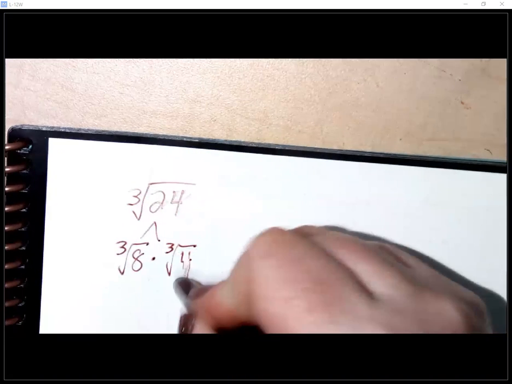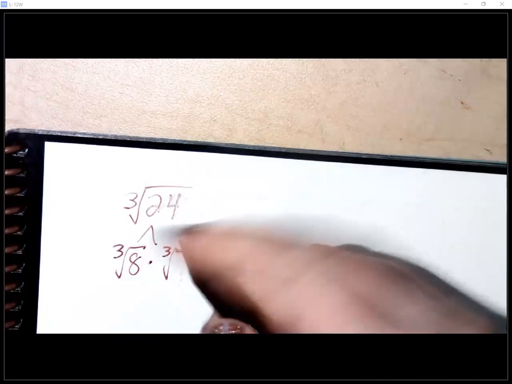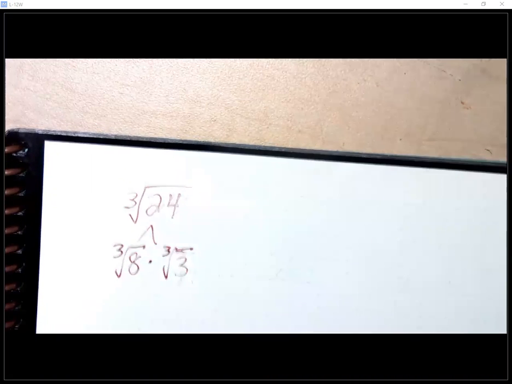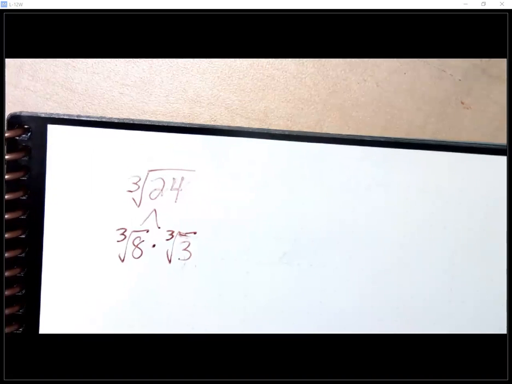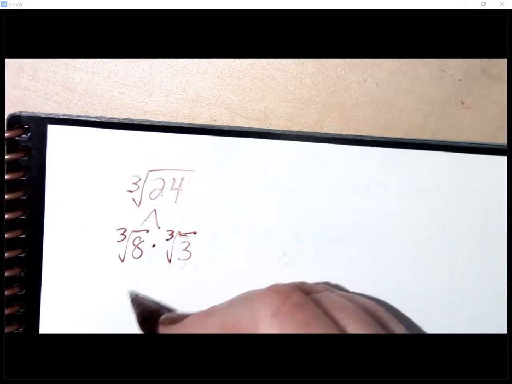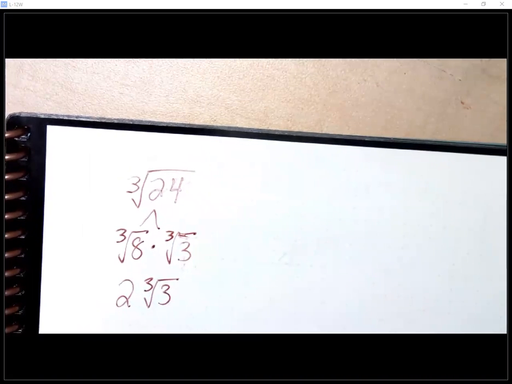Because 8 times 3 is 24. All right, so what's the cube root of 8? 2. So this simplifies into 2 times the cube root of 3. Let's try one more.